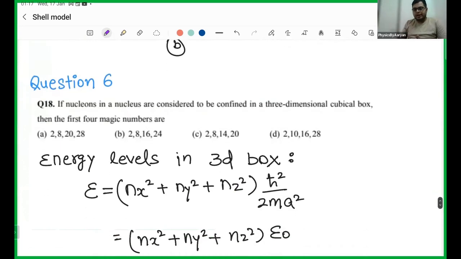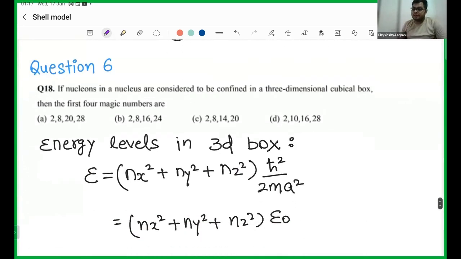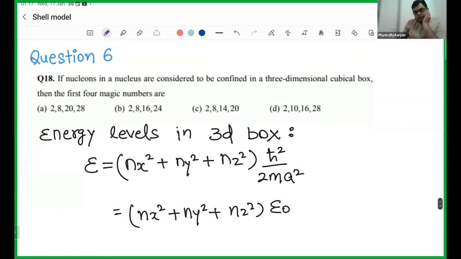Last question for today. This is basically telling you, remember I told you that we shall use different kinds of quantum systems to approximate the nucleus. So now he's saying to assume that the nucleus is a three-dimensional cube. What will be the magic numbers? You can blame me that, sir, you haven't taught anything like this. But I want to develop an idea inside your head of how you can solve such problems or how you can think.